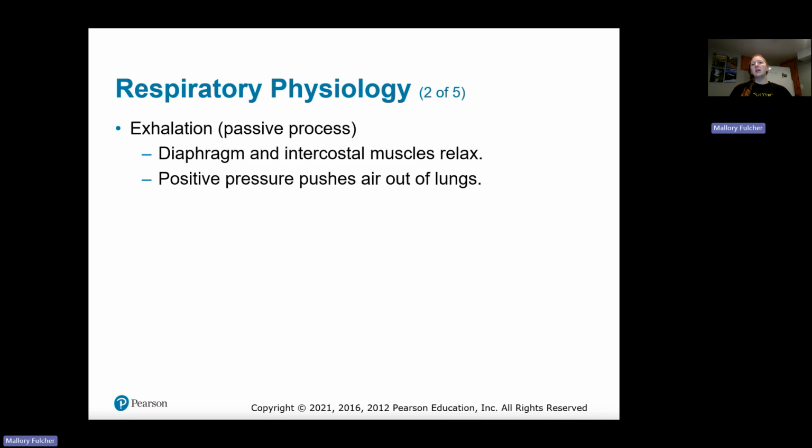Exhalation is a passive process. So we just took a deep breath. Hopefully you guys already let it out. But if you do it again and let it out, it's the relaxation of those muscles that allows us to push the air back out using positive pressure.